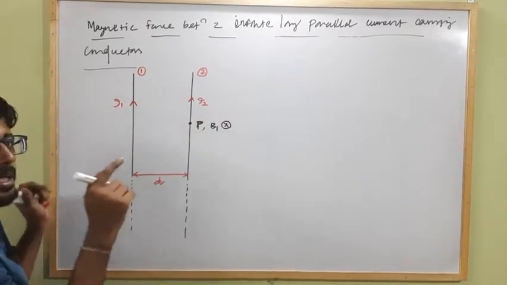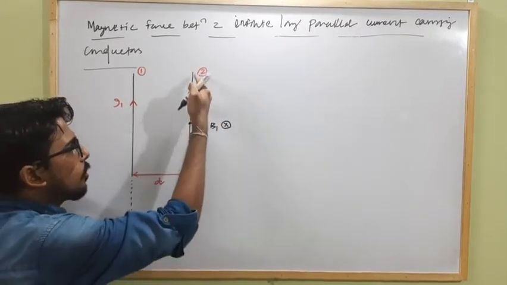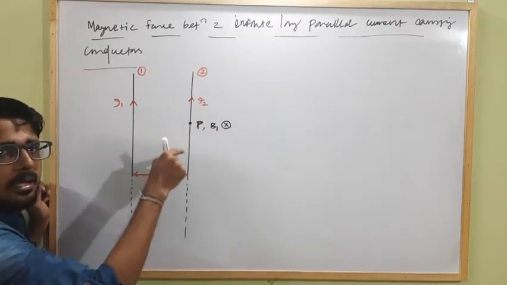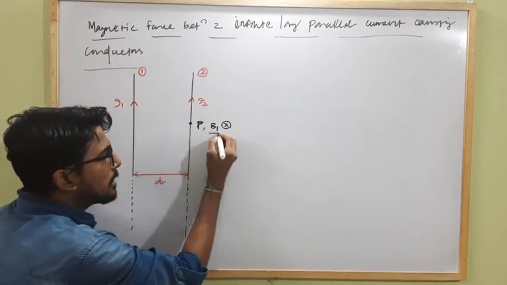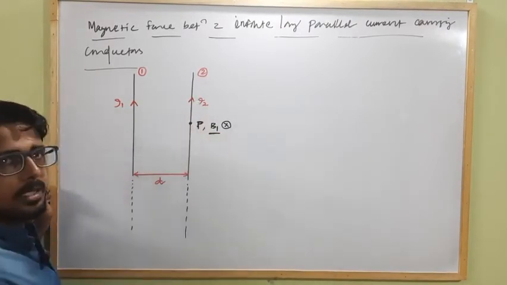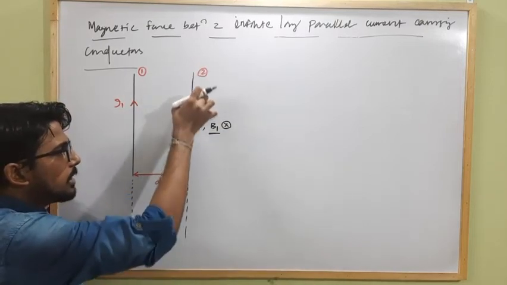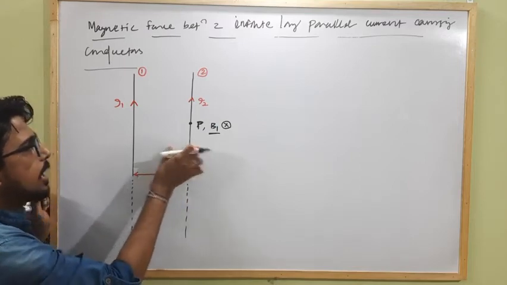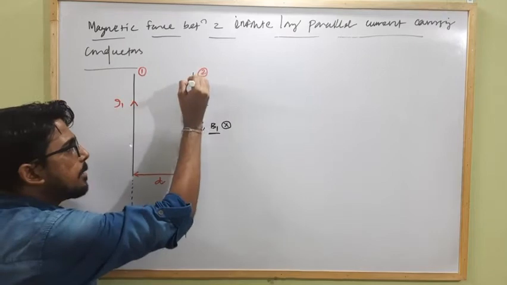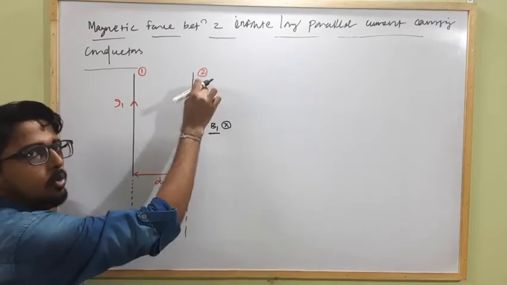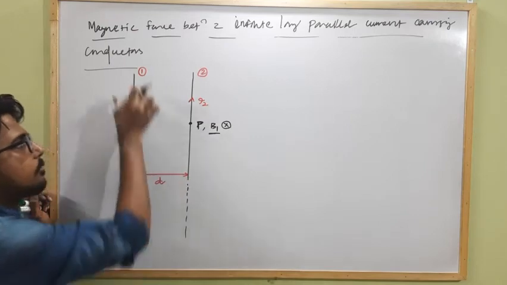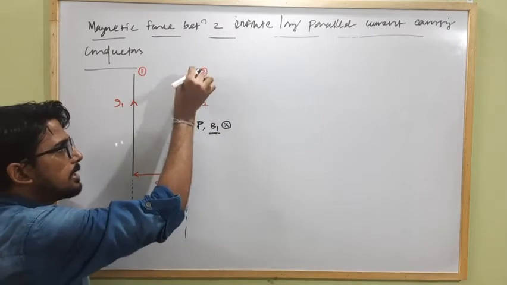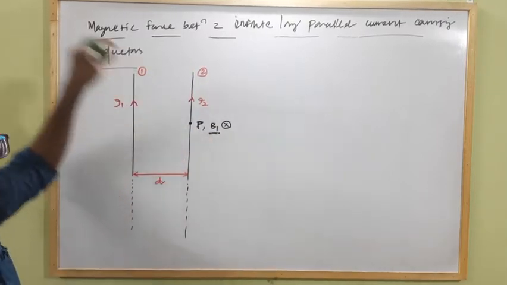Clear? That means now we can say that the current carrying conductor 2, which carries current I2, is present in an external magnetic field of strength B1, which is acting into the plane. Because the conductors are parallel and the distance between conductor 1 and 2 is d, each and every point on conductor 2 will be at a distance of d from conductor 1. That means the magnetic field strength B1 is constant at each and every point of conductor 2.